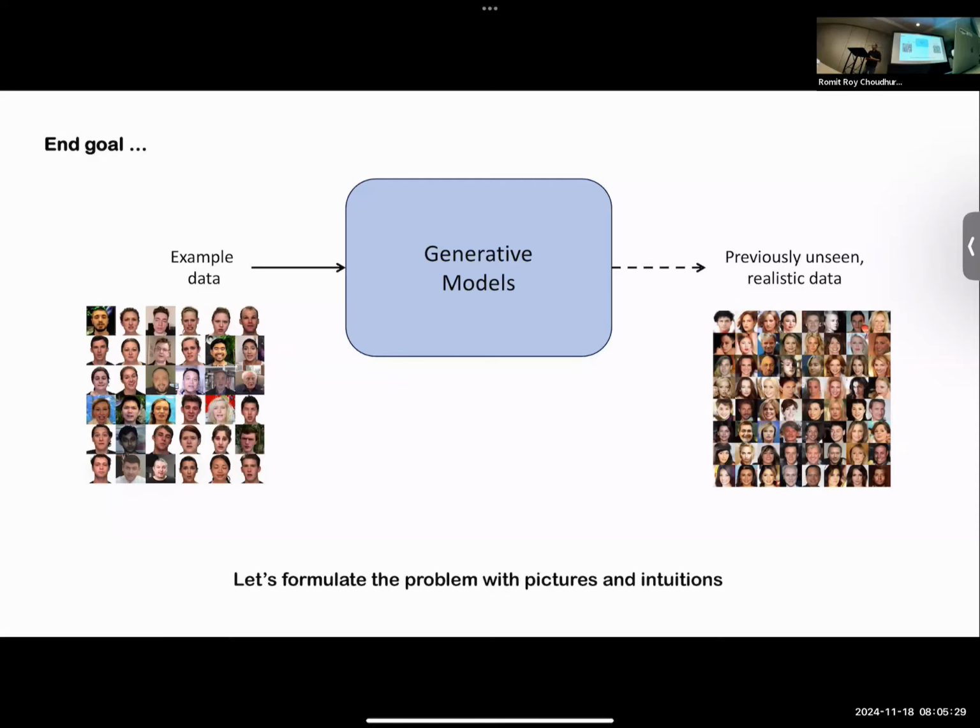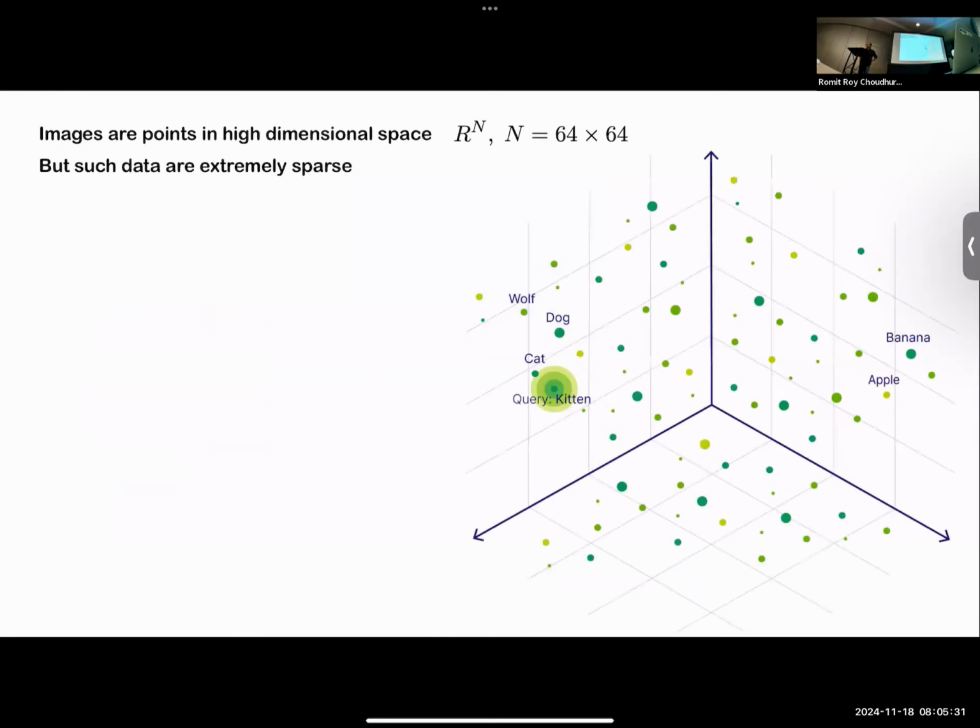Now let's formulate the problem with pictures and intuitions. Any image can be thought of as a point in a very high dimensional space. Is that clear to everybody? So for example, an image which is 64 pixels by 64 pixels, you can think of 64 times 64 as around 4,000. So every image is a point in 4,000 dimensional space.